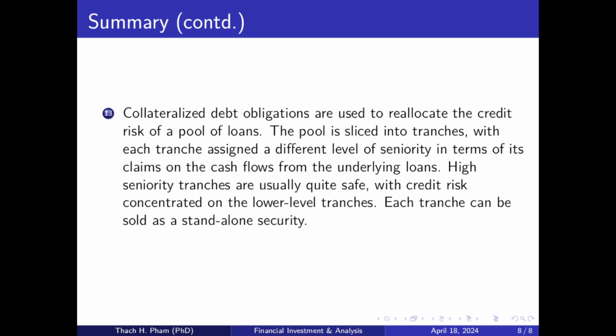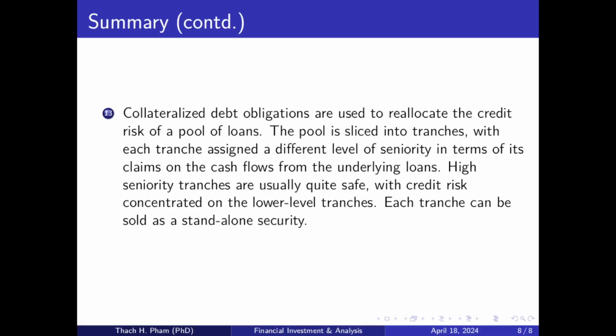Collateralized debt obligations are used to reallocate the credit risk of a pool of loans. The pool is sliced into tranches, with each tranche assigned a different level of seniority in terms of its claim on the cash flow from the underlying loans. High seniority tranches are usually quite safe, with credit risk concentrating on the lower level tranches. Each tranche can be sold as a standalone security.